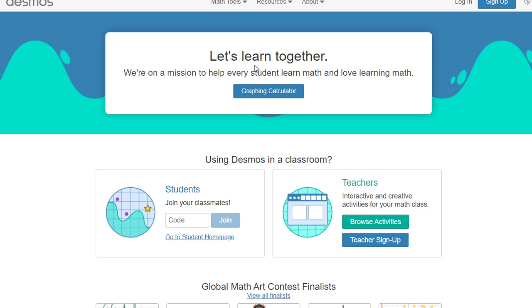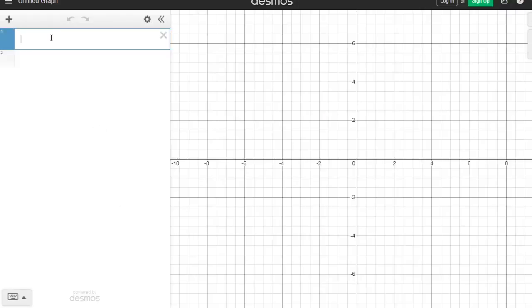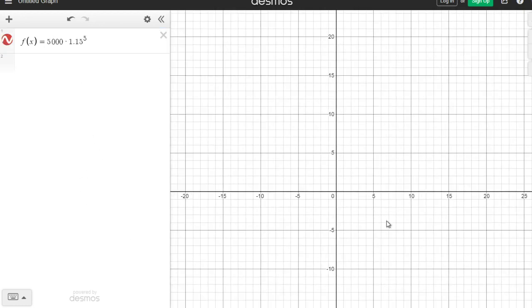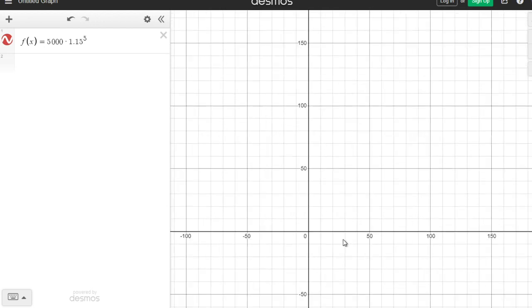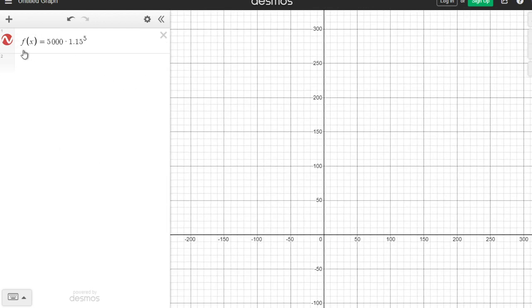Desmos.com gets a free plug from me right here. This is what I use to actually do my calculations. So I'm doing 5,000 times 1.15 to the fifth. And what I'm looking for is perhaps some kind of line. I think I might have to put a y here. Ah, there we go. It actually tells me in the box.